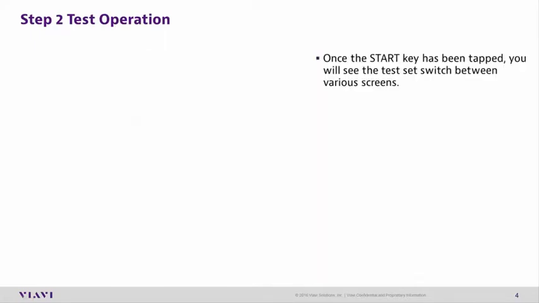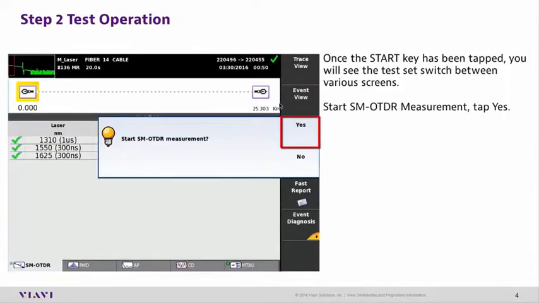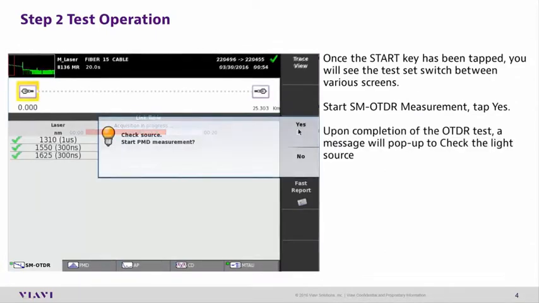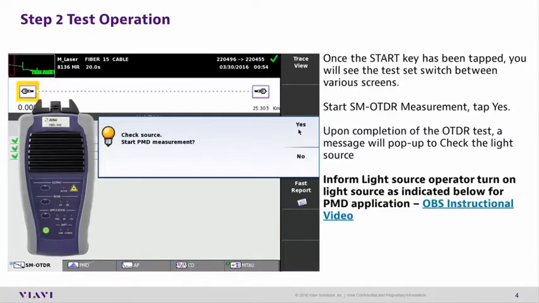Step 2. Test operation. Once you tap the Start soft key, the unit will switch through various screens. The unit will ask if you want to start the OTDR measurement. Tap Yes. Upon completion of the OTDR test, a message will pop up asking you to check the light source. Inform the light source operator to turn on the light source as indicated in the OBS instructional video.